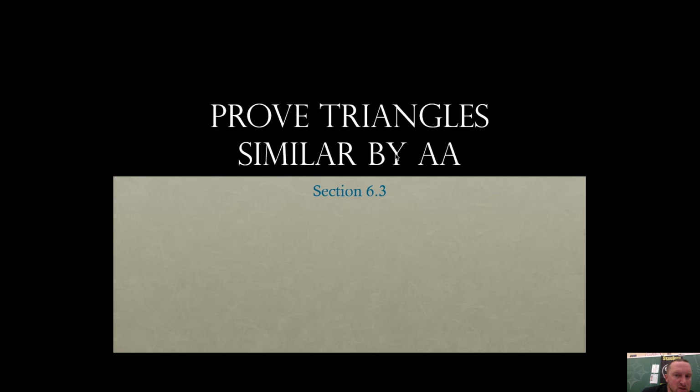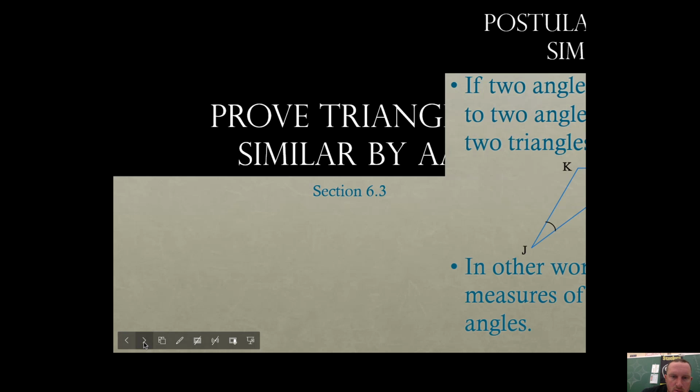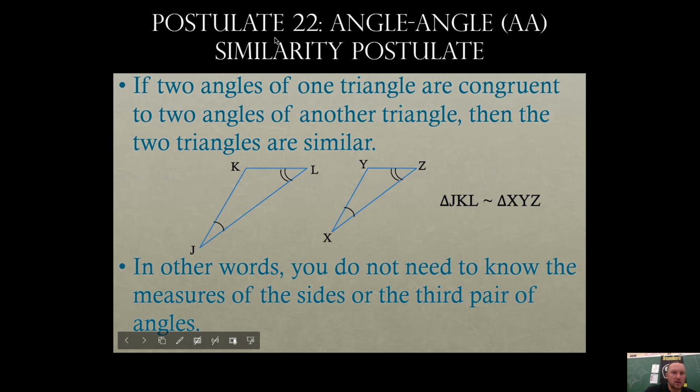If you're going to show the triangles are similar, there are shortcuts, and that's what we're going to look at in this section. So the first shortcut is postulate 22. It's called angle-angle. It's a similarity postulate. If 2 angles of one triangle are congruent to 2 angles of another triangle, then the 2 triangles are similar. So notice how these are definitely not the same size and shape. This one's a little bit bigger than this one. But if we have 2 pairs of congruent angles, then those 2 triangles are guaranteed to be similar to each other. You don't need to check the side lengths at all.